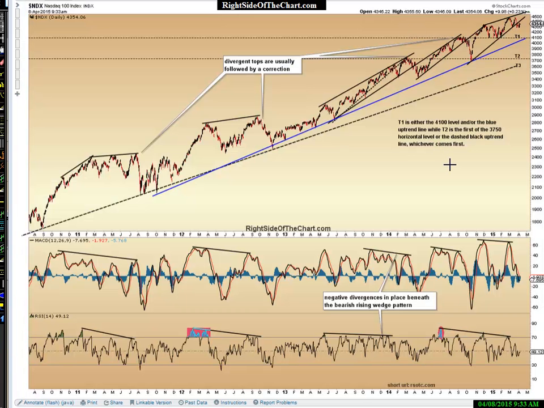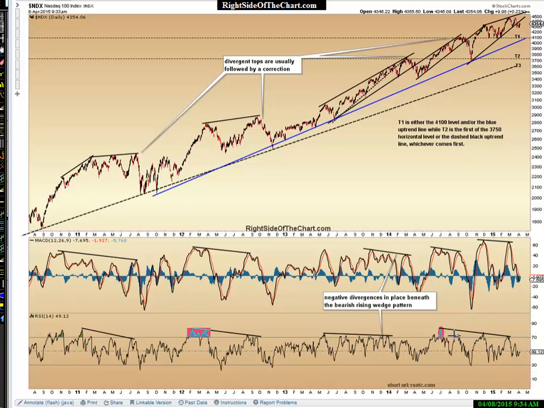This is the NDX, Nasdaq 100, just the top one, the largest 100 components of the Nasdaq. So obviously the chart will look similar. You can see a little bit better here these black lines defining this rising wedge pattern. T1 is that $4,100 level, which correlates to the $100 price level on the QQQs. And as you can see here, divergent high confirming that bearish rising wedge.